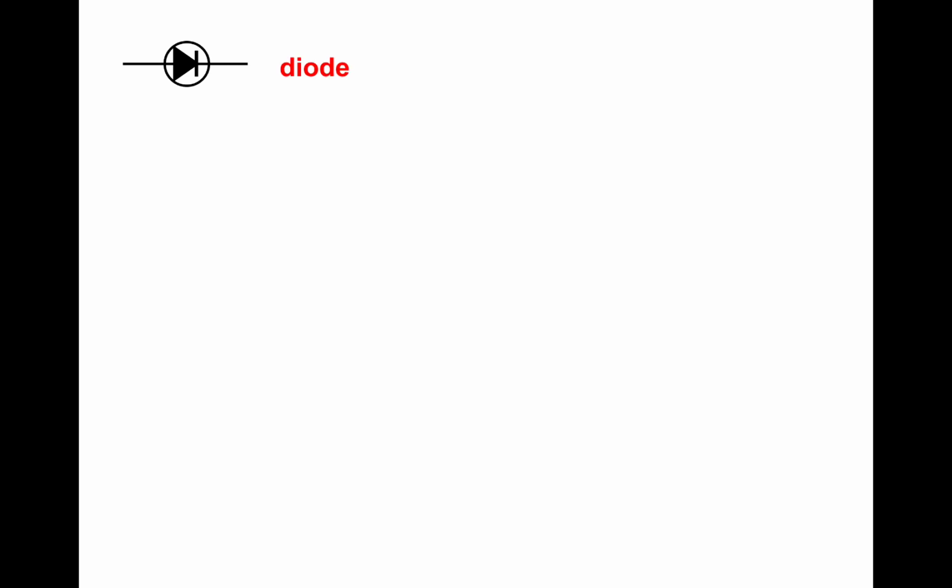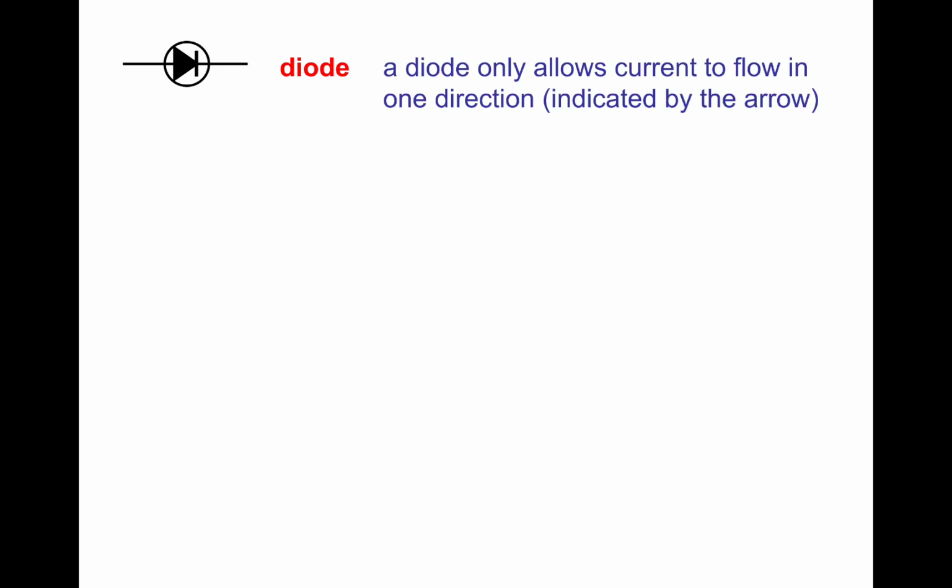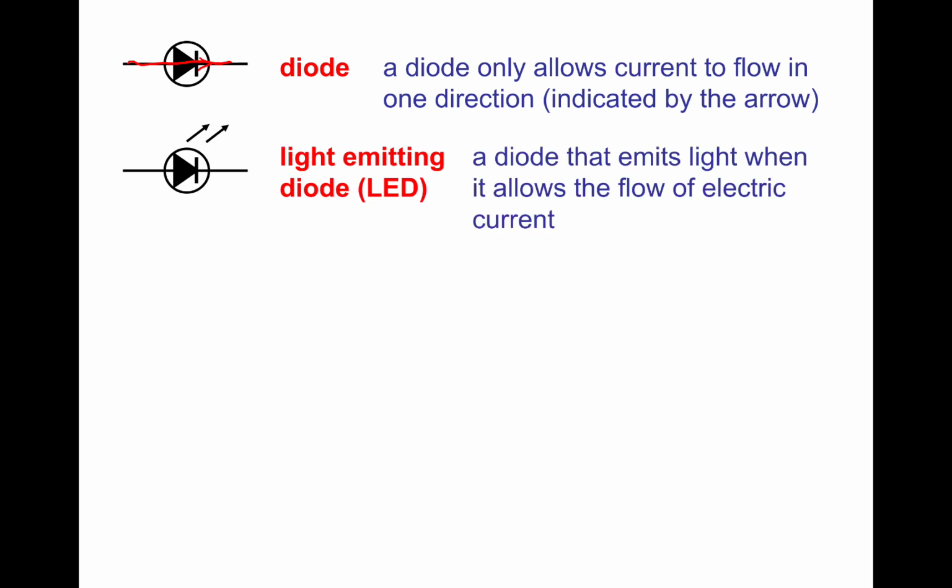So about this one. This is a diode. There's a lesson on diodes before this one. So a diode only allows current to flow in one direction, which is indicated by the arrow. So the current can go that way. But if you try to put current the other direction, nothing will happen. This is an LED, light emitting diode. A diode that emits light when it allows the flow of electric current. Remember, the diode activates at approximately 0.6 volts for the forward bias. We did that in the previous lesson.